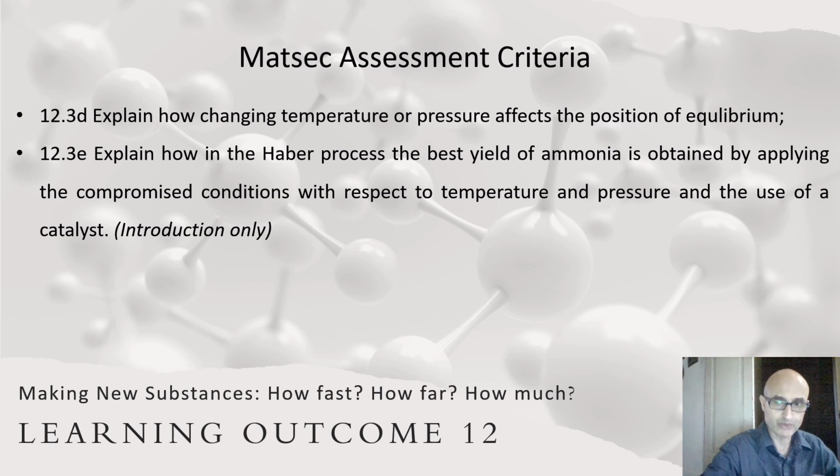Since the Haber process is an equilibrium where you have nitrogen and hydrogen on the left, giving us ammonia on the right, we shall see how industrial chemists promote the forward reaction of the equilibrium in order to maximize the yield of ammonia gas. But more of that when we come to the final part of the presentation.